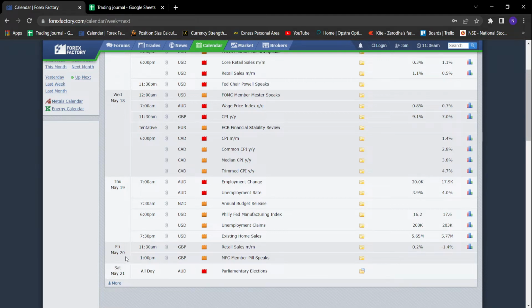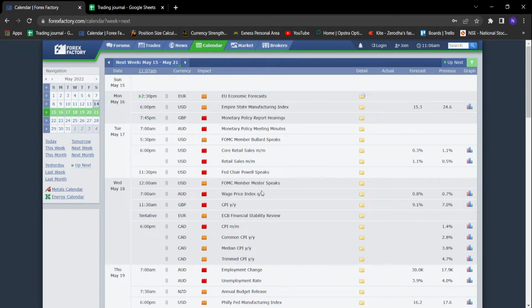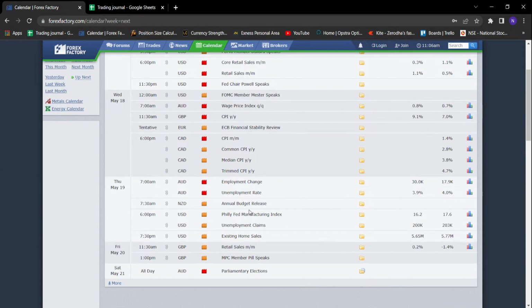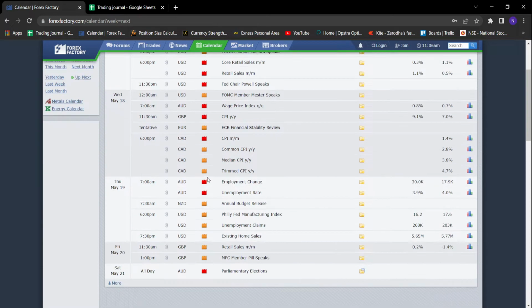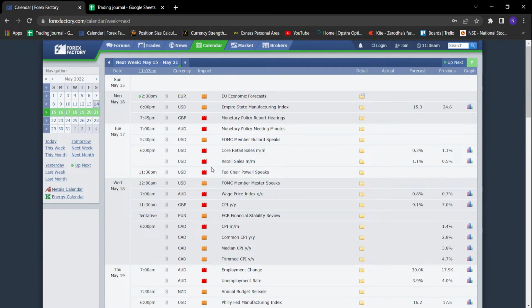Okay. And on Friday we are not having many major events, but we are having events on GBP. So in the next week we can expect a good amount of movement here as we are having events every day, and these are the major events we are having in the upcoming week.